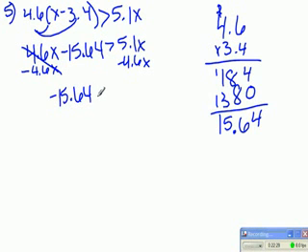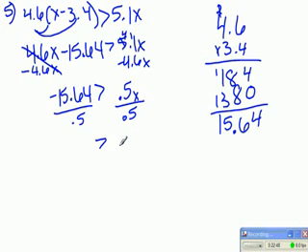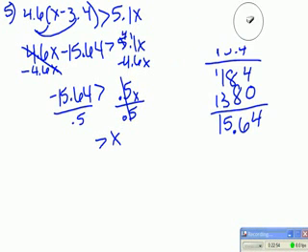Negative 15.64 is greater than 5.1 minus 4.6. I would have to borrow here. 11 minus 6 would be 5. 4 minus 4 is nothing, so decimal. Okay, got to get x by itself, so I need to divide by 0.5. And again, my guess would be you do not know what that is off the top of your head, so you need to do the long division.